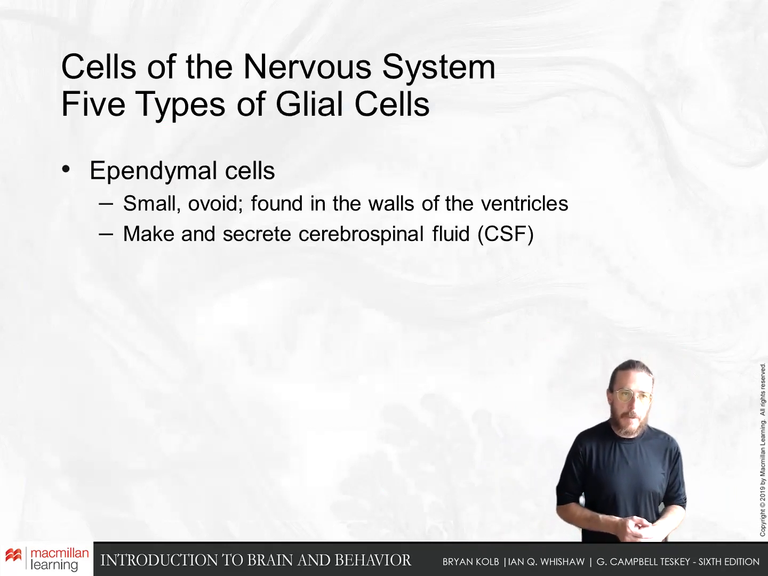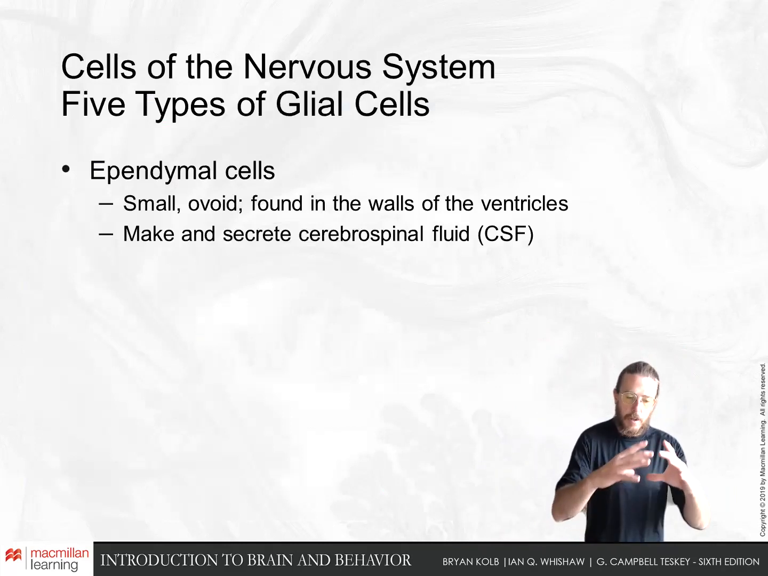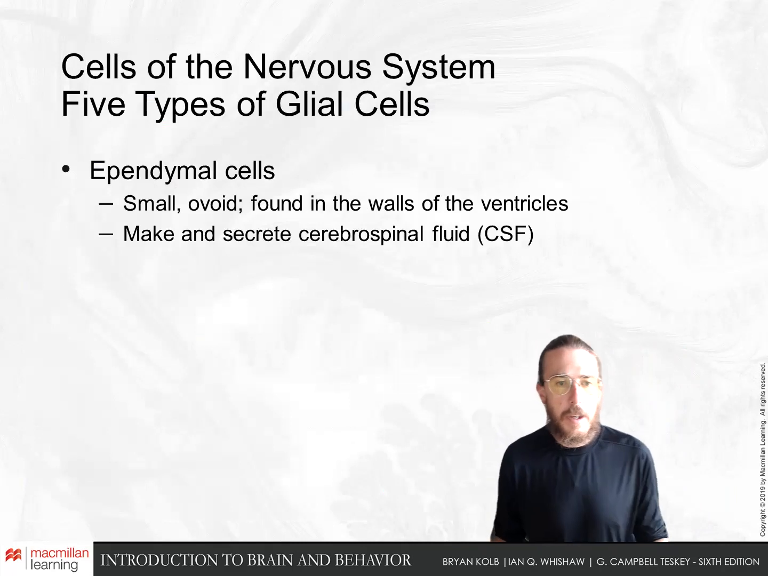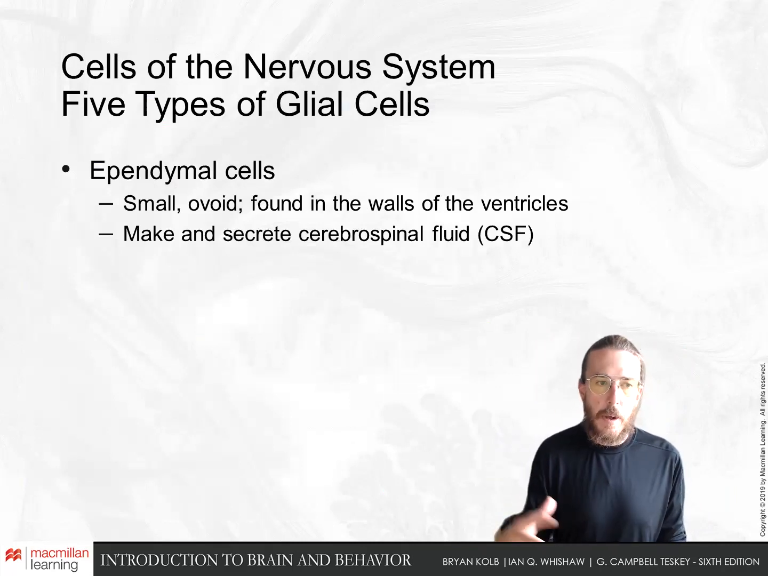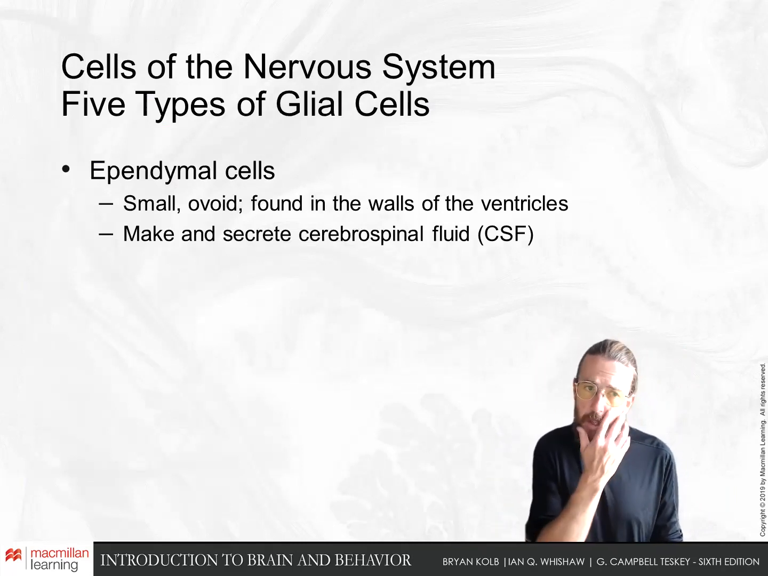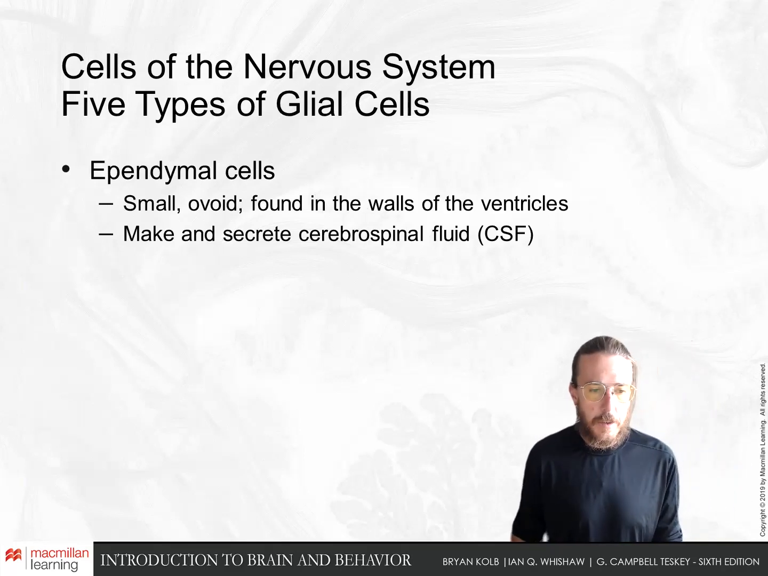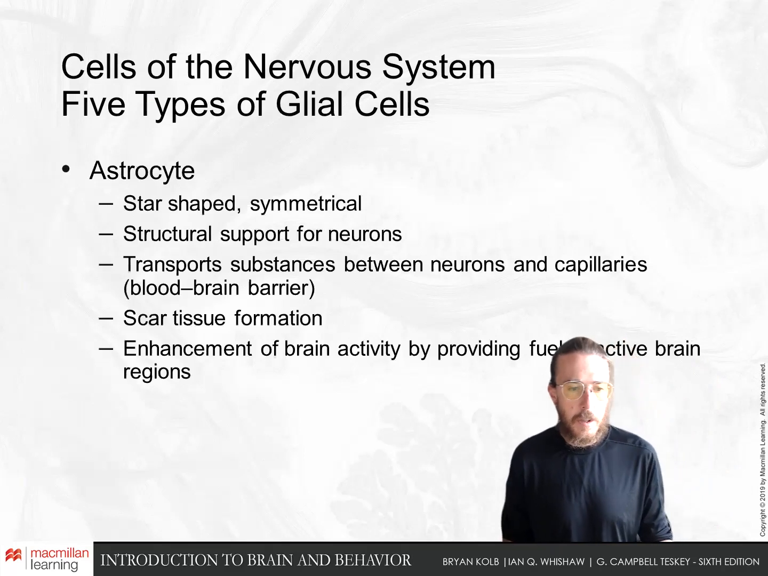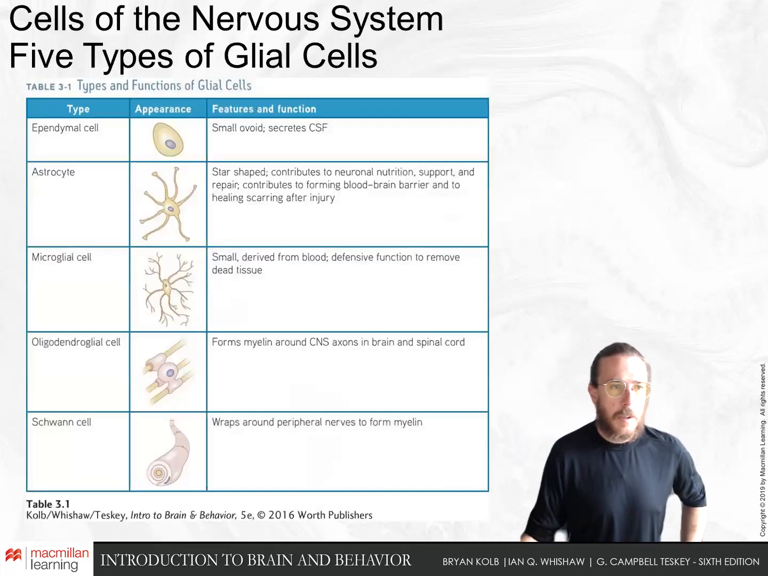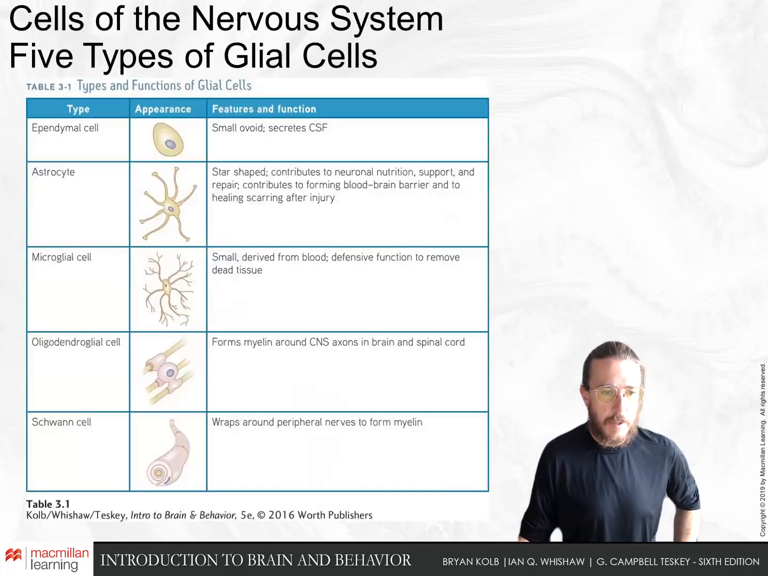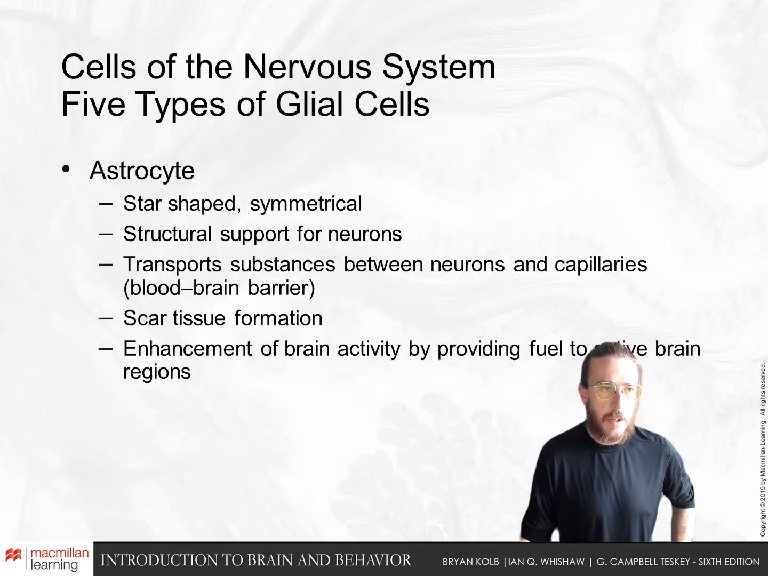So ependymal cells are small and ovoid, and they're first found in the walls of the ventricles. They get secreted and made in the cerebrospinal fluid. And they seem to be involved in the cleanup of waste.